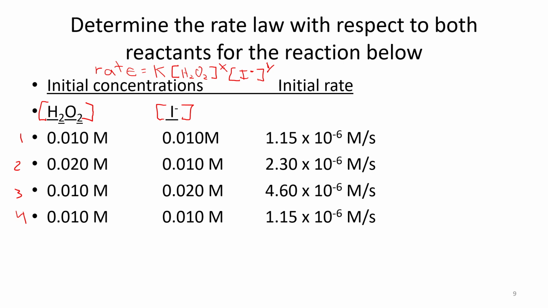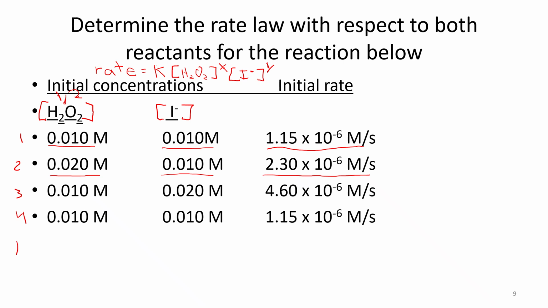Look over here. My other reactant in the first experiment is 0.01, and then in the second experiment, it's also 0.01. So these two concentrations are different, while these two concentrations are the same. And these are the rates of reaction. So for this reactant, I'm going to compare experiments 1 and 2.